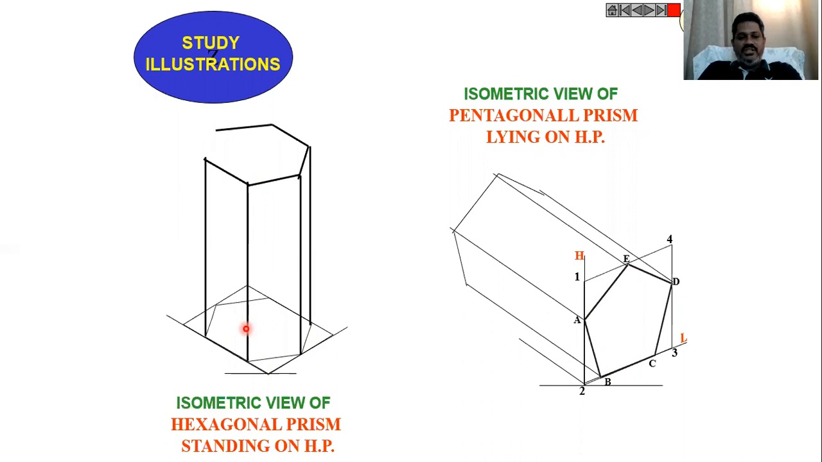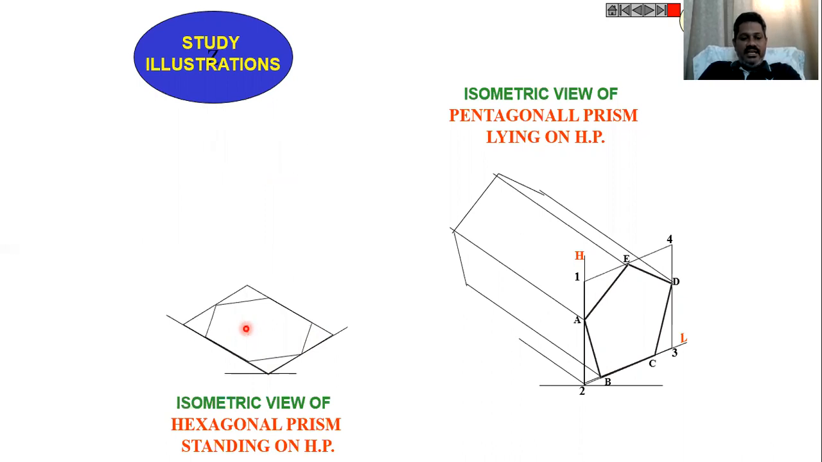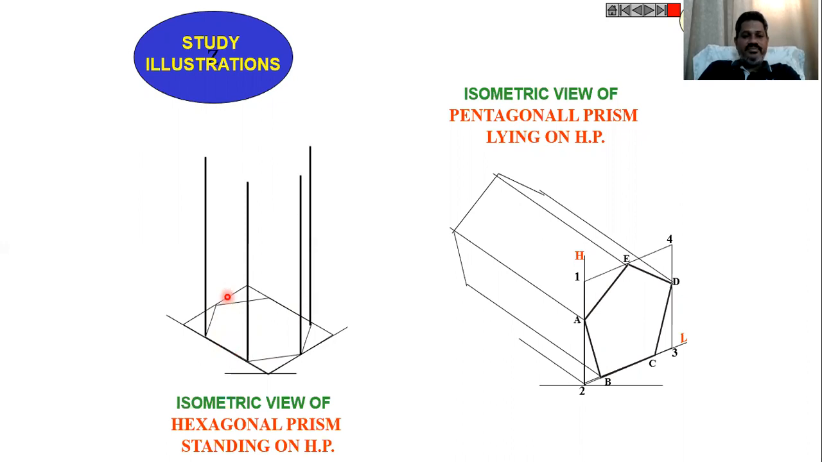To draw the isometric view of the hexagonal prism such that one of the faces is standing on HP, first construct a rectangle with the given dimensions, then draw the hexagon first. Then from all the corners of the hexagon represent the height with the given height of the hexagonal prism, then connect all those points, which gives us the isometric view of the hexagonal prism. One of the bases is lying on HP.